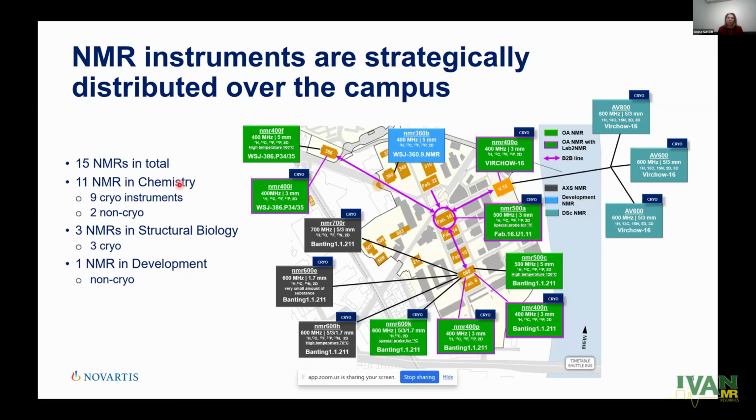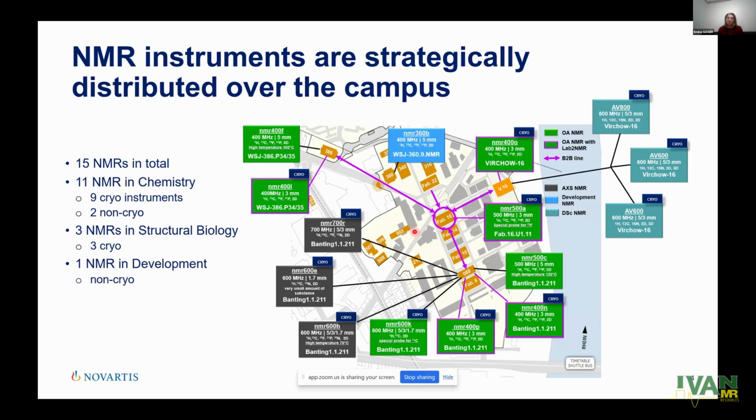So in research, we have 13. For the chemistry part, we have 11, 9 on cryo system and 2 non-cryo. 7 of these spectrometers are in this building, the 088, and you can see the other ones are distributed through the campus. Between this building 088 and 386, you have to walk 15 minutes, just to give you an idea how far it is. That's why we installed the lab-to-lab system.